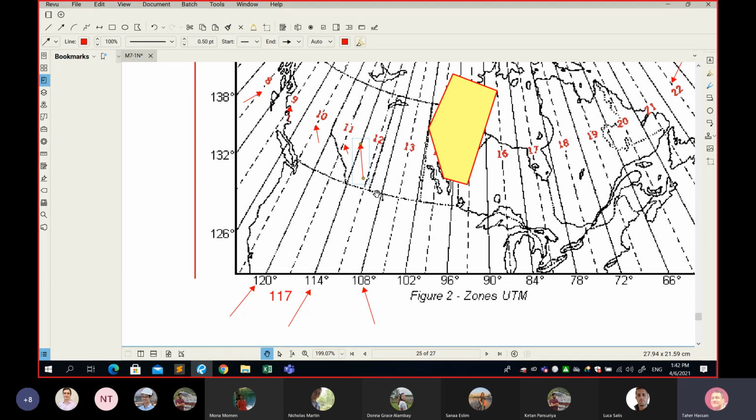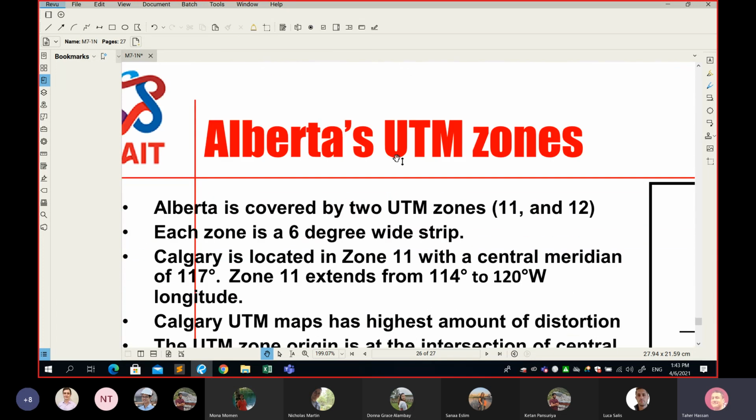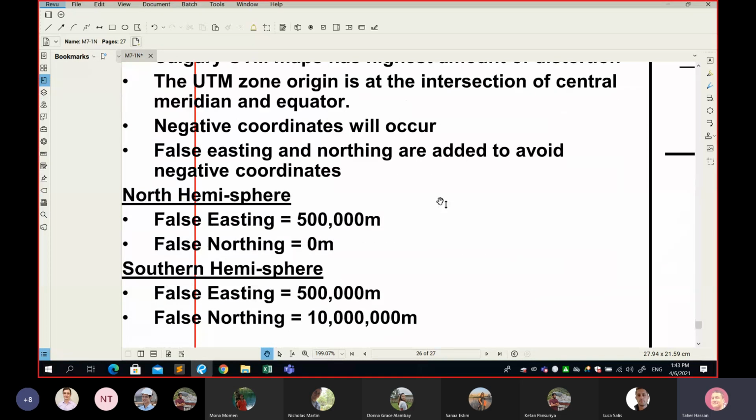If I tell you Calgary is 114 degrees longitude, and zone number 11 goes from 120 to 114 with the central meridian in the middle, 117, does the Calgary map have high distortion or low distortion? High. Yes, Calgary has the highest distortion because we are on the border of zone number 11. Okay, we're getting very, very close to the end.